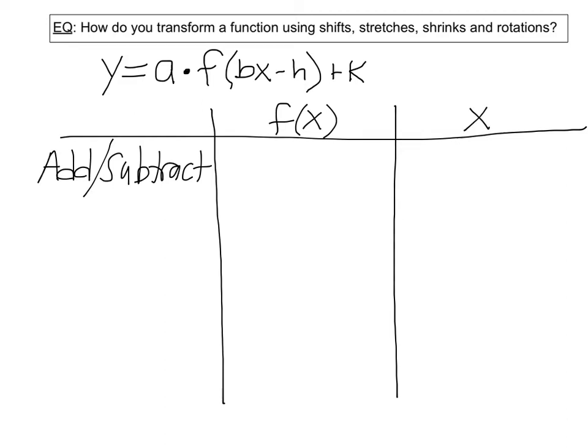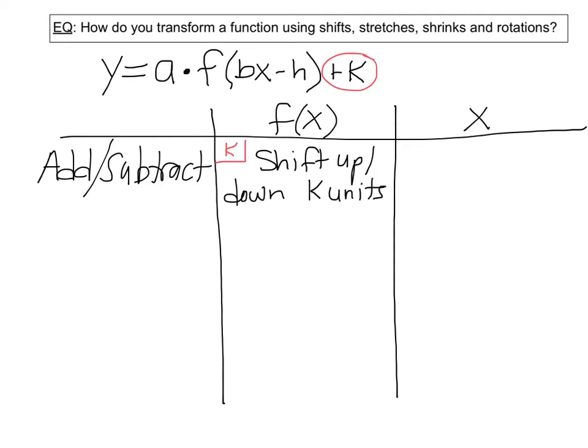Well, on the outside of the function, we're talking about k. K is the part of this that is the adding or the subtracting on the outside of the function. So what does happen when we do that? That causes a shift in the graph, up if we're adding, down if we're subtracting, and we're shifting k units up or down.